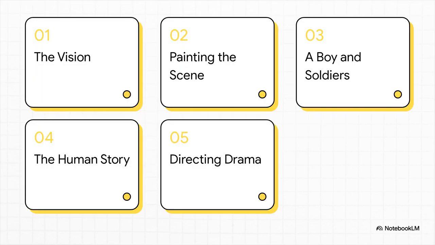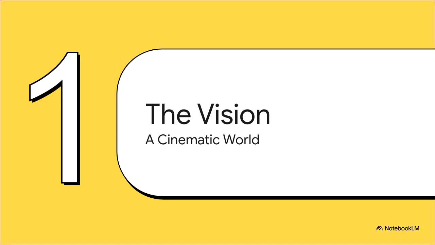So here's our game plan. We're going to follow the brief's logic, almost like we're using a camera zoom lens. We'll start way out with the big picture vision. Then we'll zoom in to build the actual scene. We'll meet the characters, find the emotional heart of it all, and finally, look at the specific directing choices that make it all work. Okay, first up, the vision.